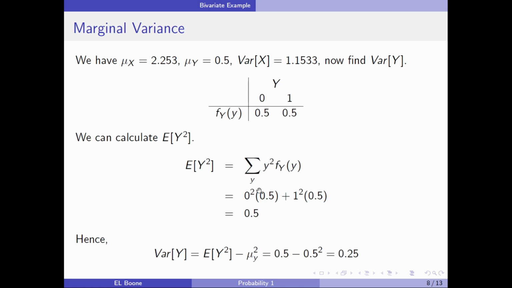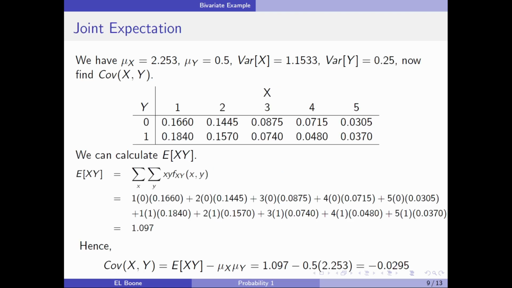0 squared times the probability of 0.5 plus 1 squared times the probability of 0.5, and we end up with 0.5. Okay, then we put it in our formula because it feels like we're done, but we're not. The expected value of Y squared minus mu sub Y squared is 0.5 minus 0.5 squared, which is equal to 0.25.